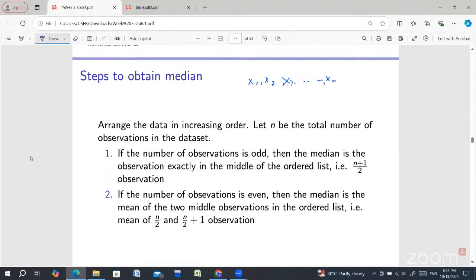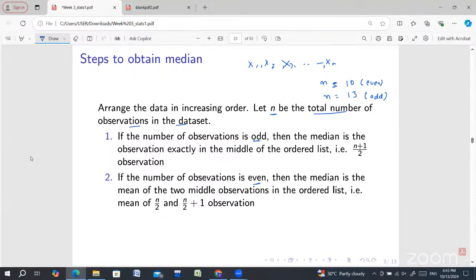First of all, we will see the total number of observations, which is n. So n is the total number of observations in the data set. Now we will see whether it is an odd number or an even number. Suppose n is 10 or n is 30, so it is an even number, right? And if it is 7, it is an odd number, correct? So first you find the total number of observations, then you arrange the data in increasing order, or you can arrange in descending order also.